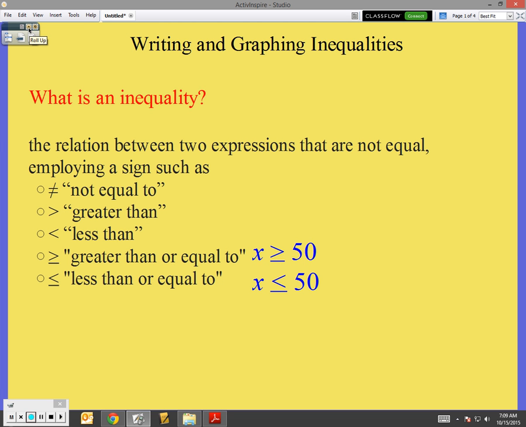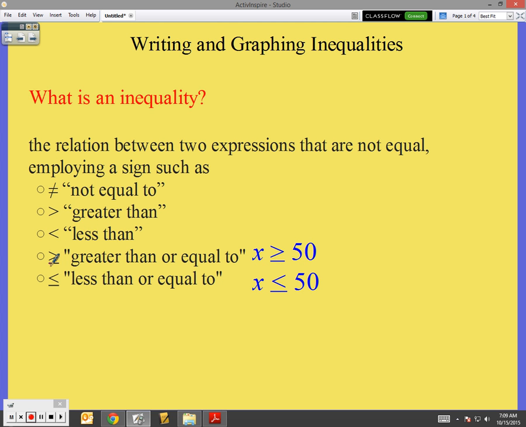I want to talk to you a little bit about writing and graphing inequalities. Now, let's first of all talk about what an inequality is. Well, an inequality is a relation between two expressions that are not equal, employing a sign such as, here you see, the not equal to sign. That's a little symbol that indicates to us that two expressions are not equal. Here we have greater than, so something is greater than something else. We have the less than, something is less than something else.